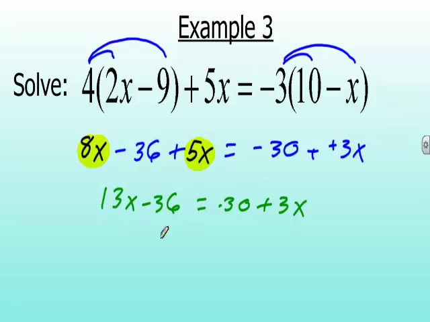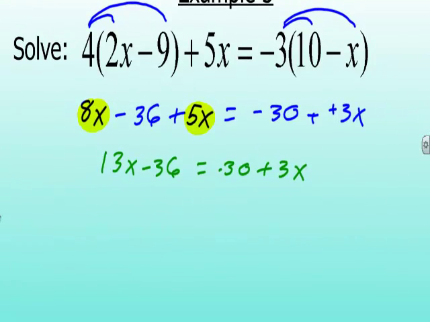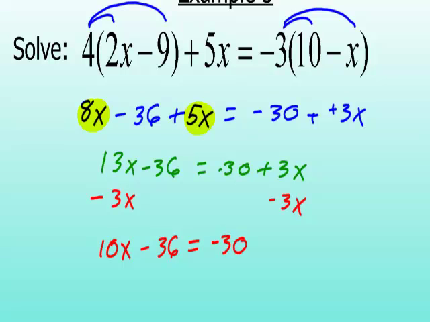Now we're at the same stage as the previous problem, where we have a variable on either side. So now we can simply get the variable on one side. Again, I like to move it to the left side. You don't have to, but I'm going to subtract 3x on the left and right. What you do to one side, you do to the other. And that's going to leave me with 10x minus 36 equals negative 30.